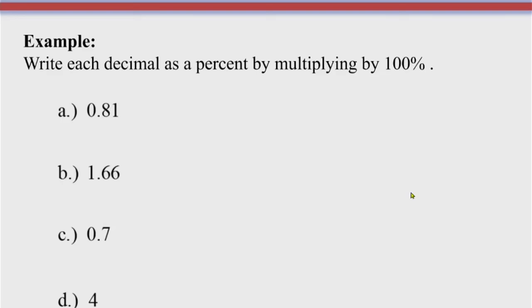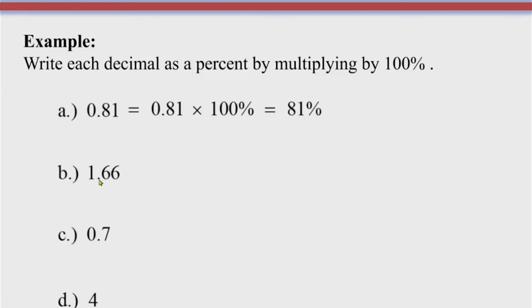Another way to think about it is you can take a decimal and multiply by 100 and a percent sign to get a decimal to change into a percent. So if we multiplied this by 100, we'd get 81, and if we multiplied it by 100 and a percent sign, we get 81%.